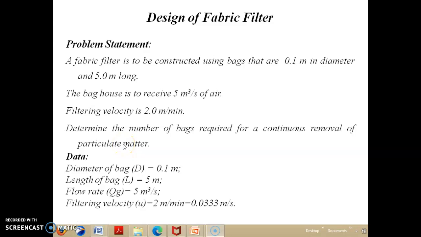Hello students, today we will be studying the design of the fabric filter. For this, we will be taking a problem statement and we will find a solution for it. Fabric filter is basically a pollution abatement device, or the equipment used to remove the particulate matter, that is suspended particulate matter of different size, from the airflow which is coming from the processes.